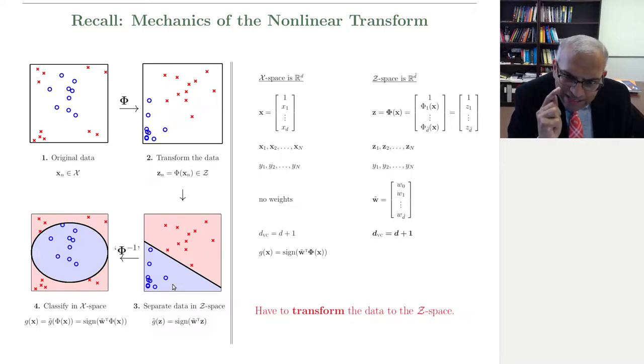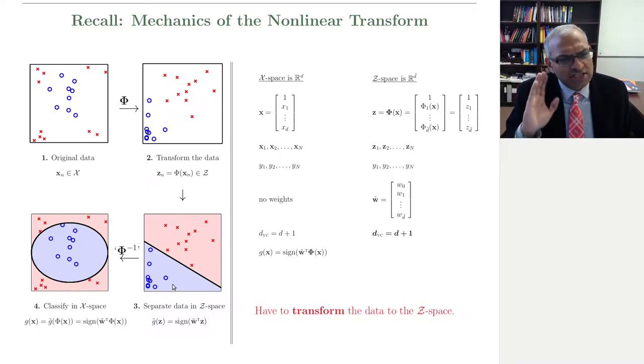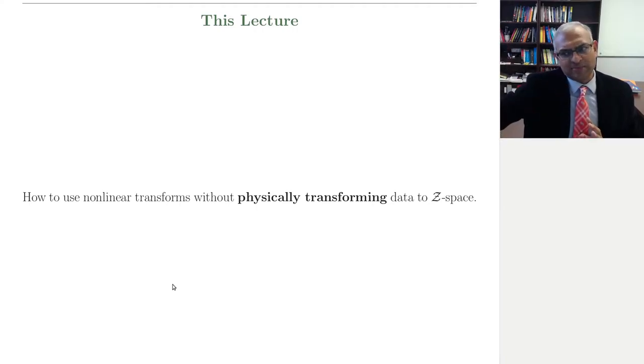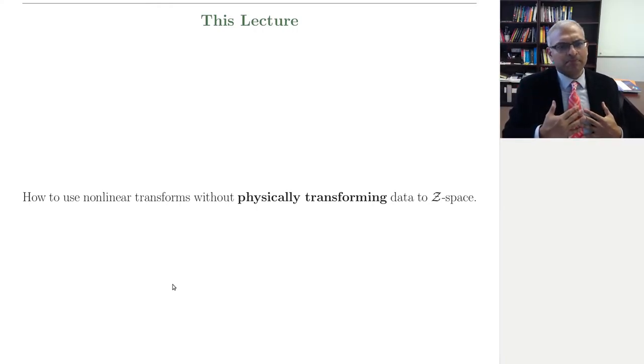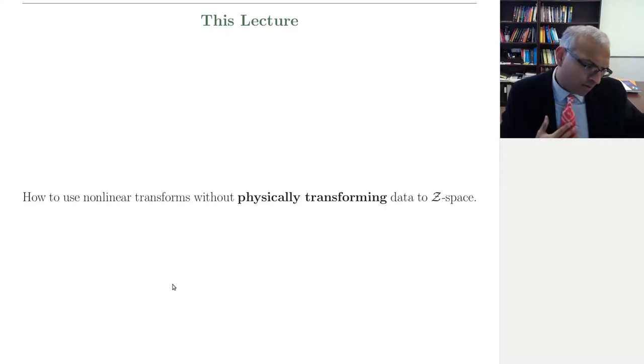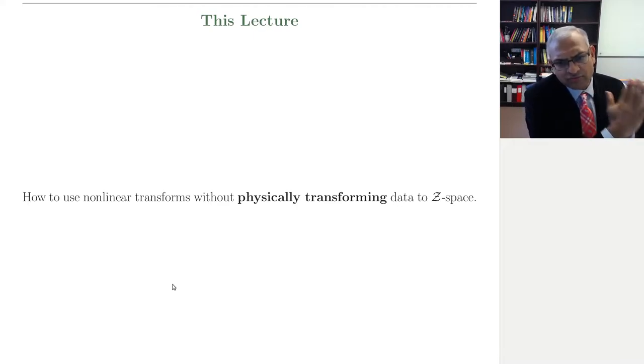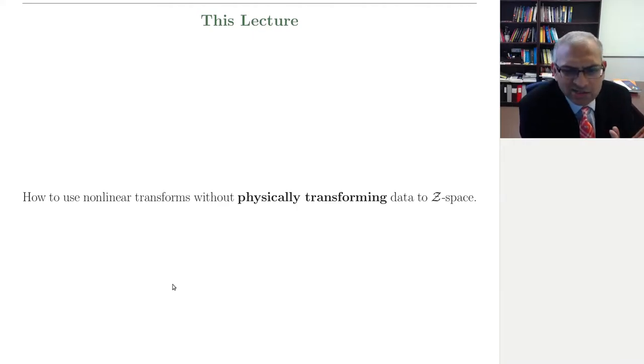Okay. So today, the main goal is to see how we can implement the nonlinear transform without physically transforming into the Z space. So think about what that is going to buy us. On the one hand, we see that the optimal hyperplane controls the generalization error, controls the overfitting, almost independently of dimensions. So we can go to higher and higher dimensions.